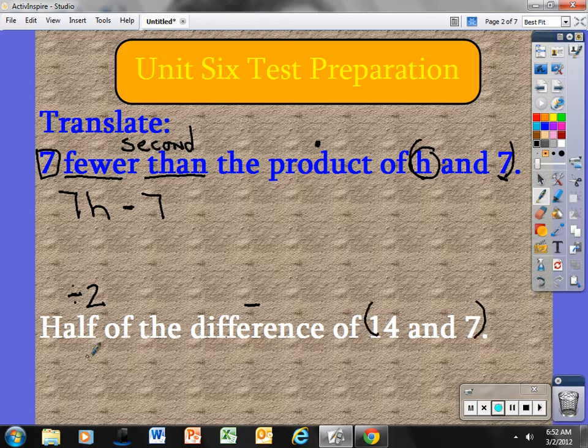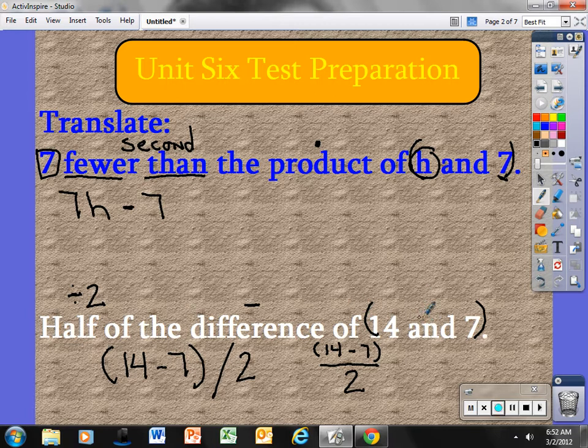So the first thing I must do here is find what is that difference of 14 and 7 that I'm getting half of. So in parentheses I will put 14 minus 7 divided by 2. This can also be written like this. 14 minus 7 divided by 2. Alright, remember, I can't find what I'm getting half of until I first have the difference here. So I'm getting half of whatever the difference was here. So I have to find what the difference is here first before I figure out what half of it is. Okay? Let's take a look at the next example here.